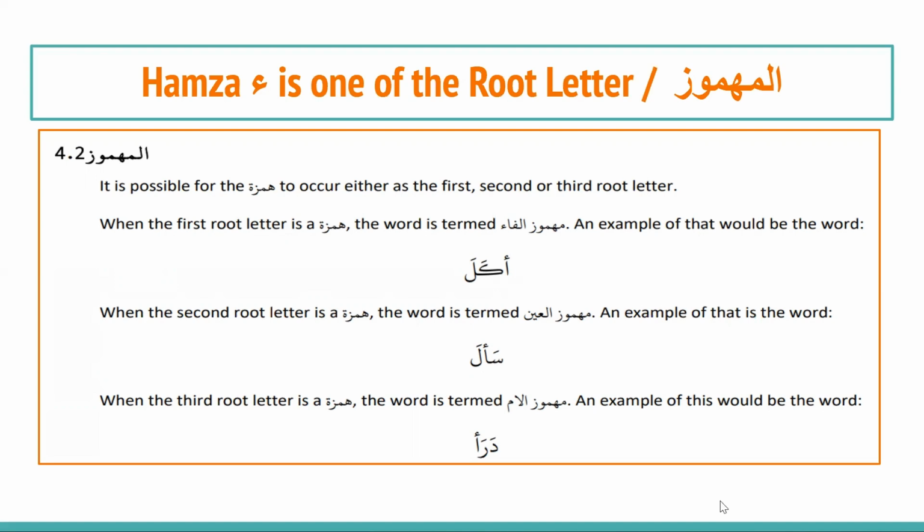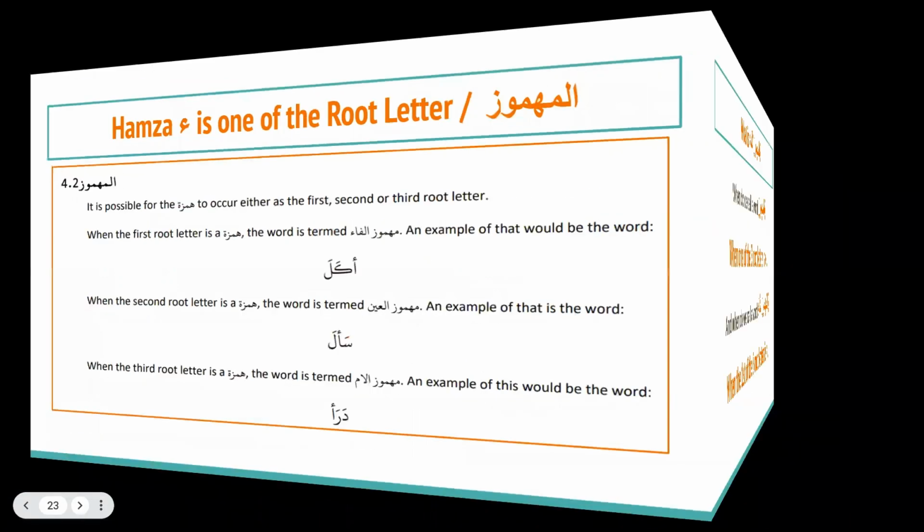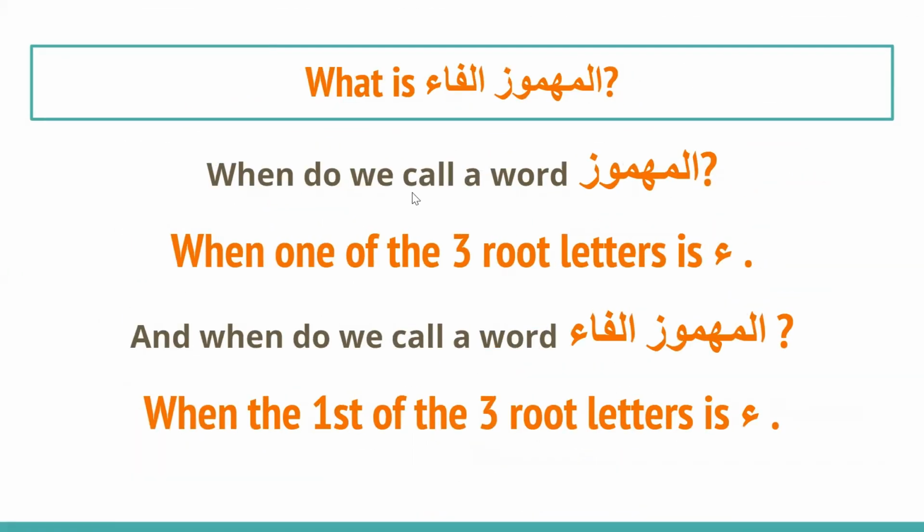So in today's lesson, our main focus is on Mahmoozul Fa. And again, we are taking one irregularity, which is Mahmoozul Fa, and we are going to see the irregular surf in the first 6 small families. Today's lesson, our main focus would be Mahmoozul Fa in the first 6 small families. Okay?